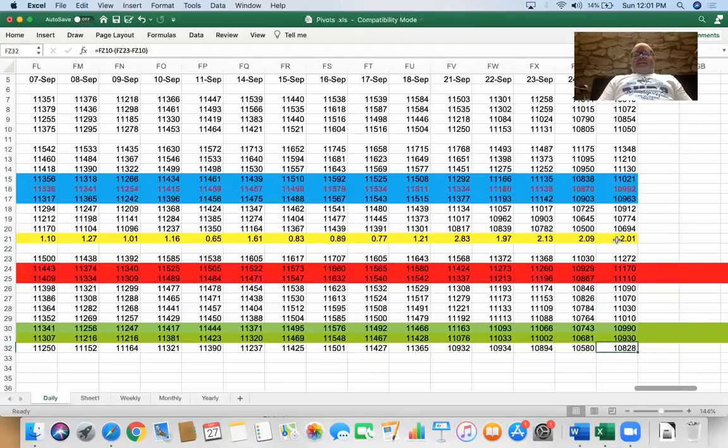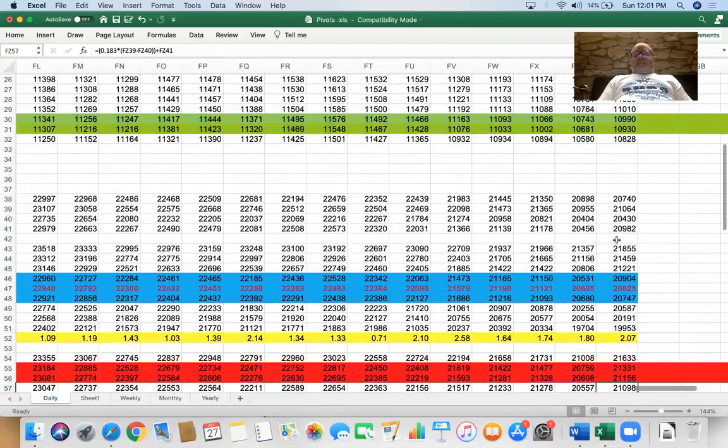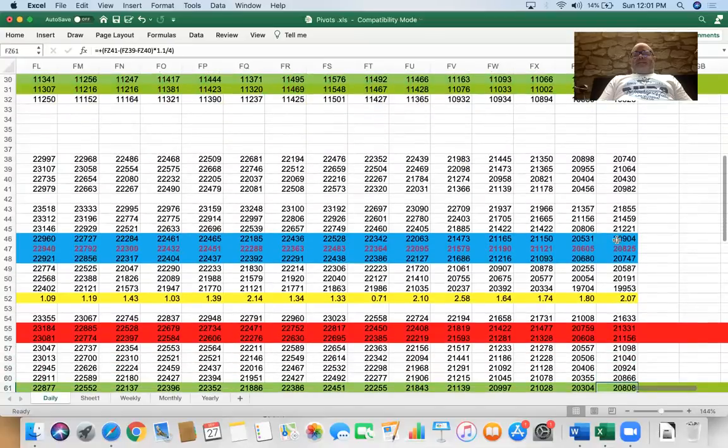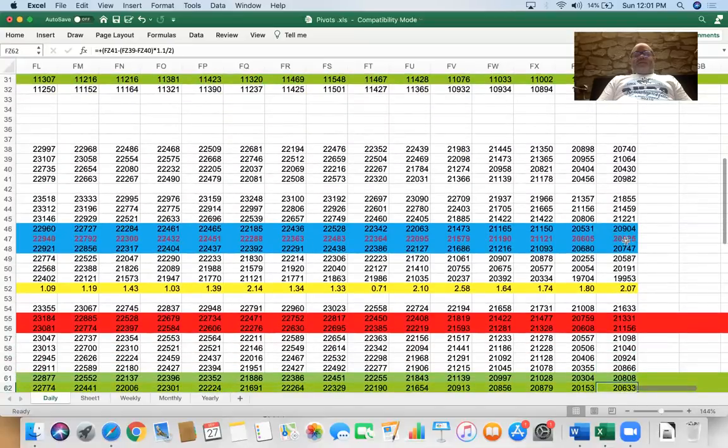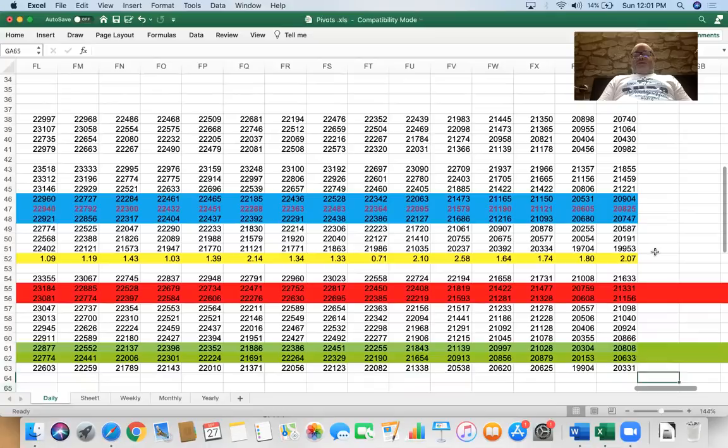On the daily Bank Nifty, the pivot is 2825. Support zone is at 2633 to about 2808. And the resistance is at 21,156 to about 21,231.